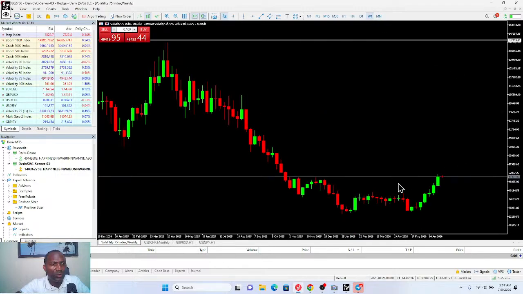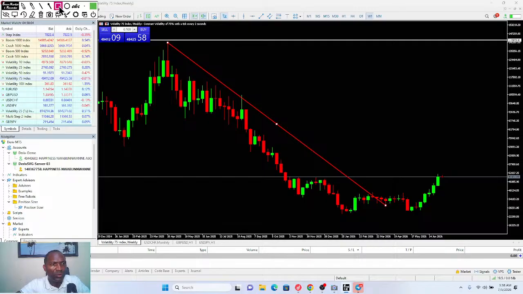On the weekly, you can see the market trend is broken. This trend has been broken. The uptrend that we are seeing has been broken. So if I use our rectangle to identify it, let me come here and use the rectangle.